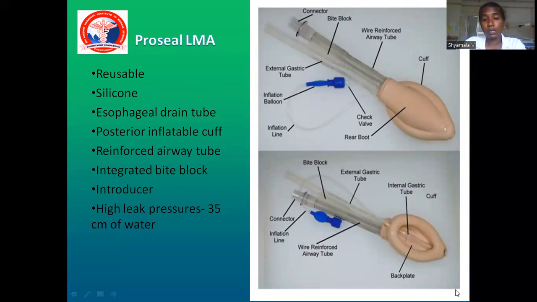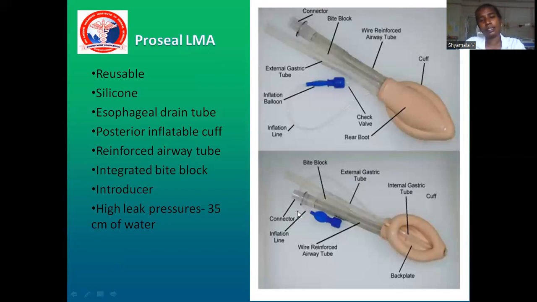It is a reusable one. It is made up of silicone. It has an esophageal drain tube and it has a double cuff. It has a posterior inflating cuff also. And it has a reinforced airway tube and an integrated bite block. See, this is the integrated bite block. Once the patient awakes, even if they bite, the tube won't get occluded. It has an introducer. It has a high leak pressure of 35 centimeters of water.